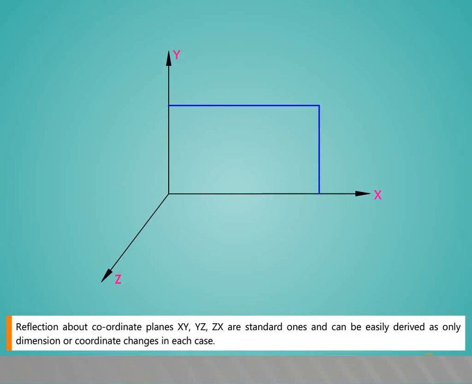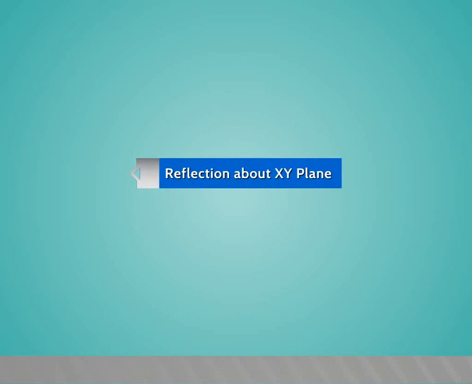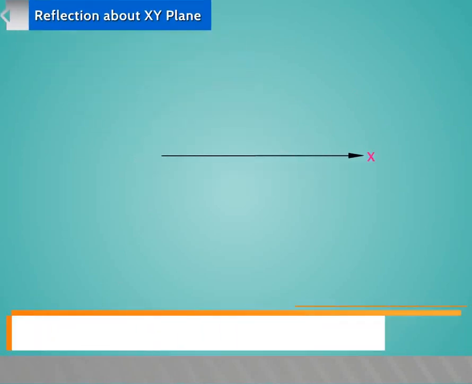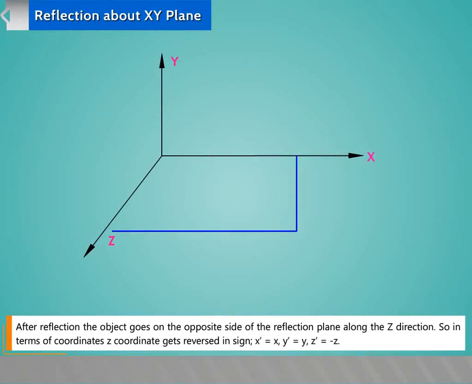Reflection about coordinate planes xy, yz, zx are standard ones and can be easily derived as only one dimension or coordinate changes in each case. Reflection about xy plane. After reflection, the object goes on the opposite side of the reflection plane along the z direction. So in terms of coordinates, the z coordinate gets reversed in sign: x dash is equal to x, y dash is equal to y, z dash is equal to minus z.